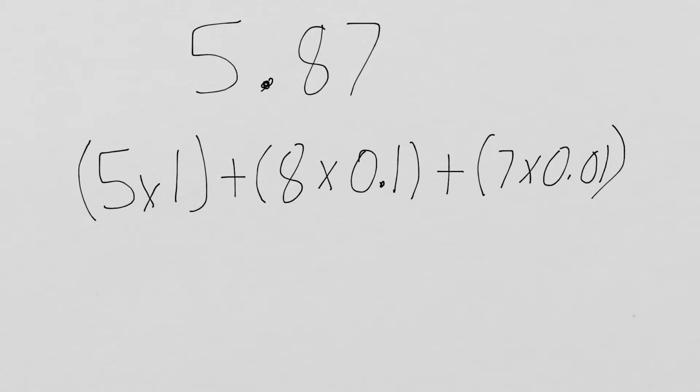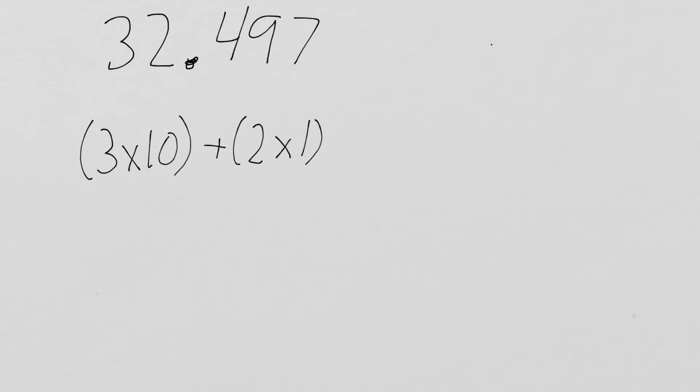Alright, let's try one more, and this time we're going to go past our hundredths place value into the thousandths, and we can see how that works there. Alright, I've saved the toughest one for last. We've got 32 and 497 thousandths. Well, I haven't given us something in the tens place yet, so to start off with, it would be 3 times 10, because we're in our tens place, and that's worth 30. Then we've got 2 times 1 for our ones place value.